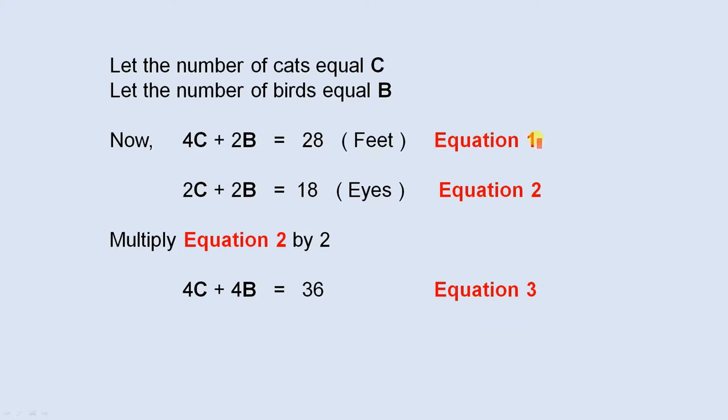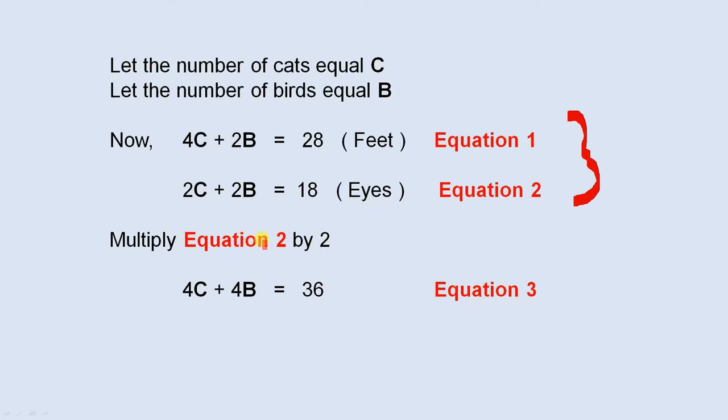So that's equation 1. Now let's look at the eyes. Each of the animals has 2 eyes, whether they're cats or birds. So 2 times the number of cats plus 2 times the number of birds equals 18, the number of eyes. So that is equation 2. Now these two equations, we're going to solve simultaneously. Once we do that, we can find the solution for each letter.